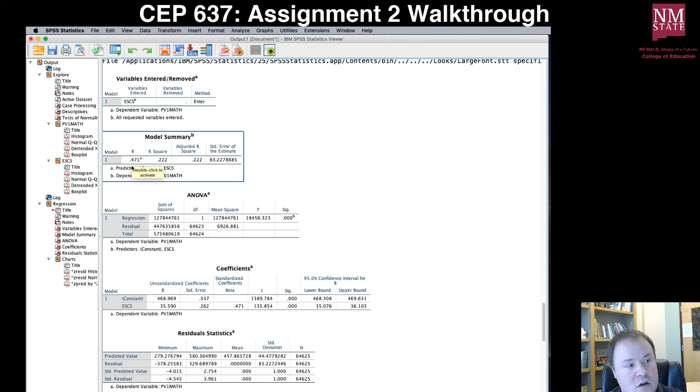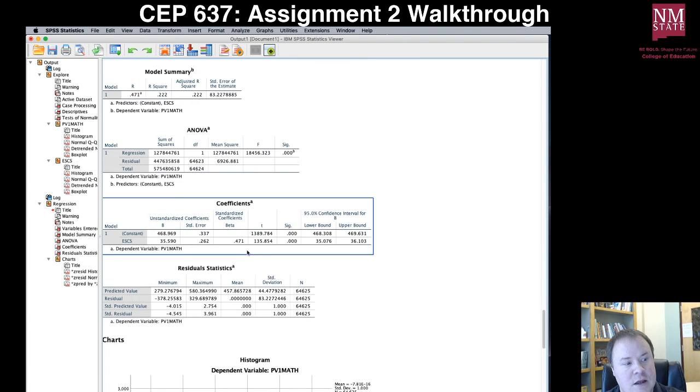The correlation of 0.471 and an R-square value of 0.222, indicating that about 22% of the variability in math scores can be explained by the model, and a moderate correlation, and interpret SES and report the t-score, p-value, and confidence interval along with it.